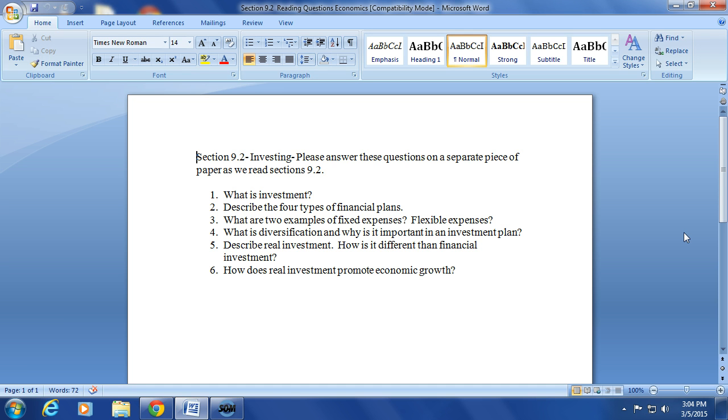Flexible expenses vary. The amount of money you spend on movies, for example, would be a good example of a flexible expense. So the budget is just going to look at how much money you have coming in, how much money you are spending, and it looks at that relationship there.